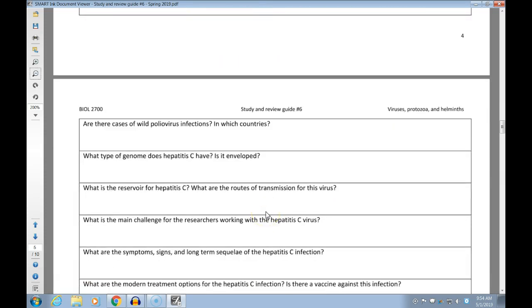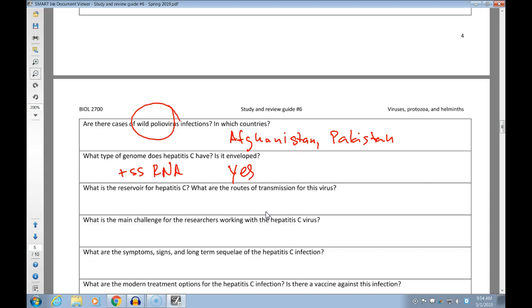So which countries? Afghanistan, Pakistan. Wild polio. Not vaccine-derived, wild. Hepatitis C, positive, positive single-stranded RNA. Enveloped, yes. Reservoir, humans.